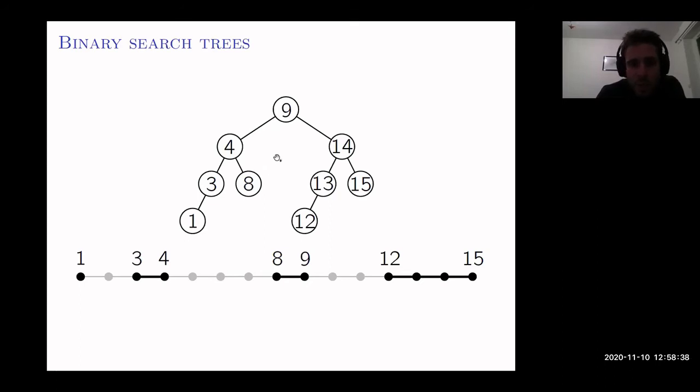And this property is that for any node, all the left subtree has labels that are less than its label, and all the right subtree have labels that are more than this label. And if this is true for all nodes, then this is a binary search tree. And this is a very practical property for searching whether some number is in some list, for instance.